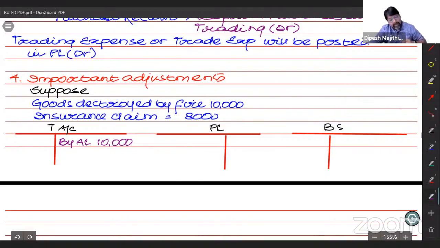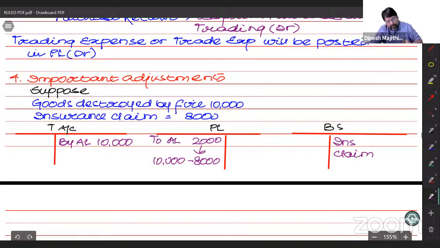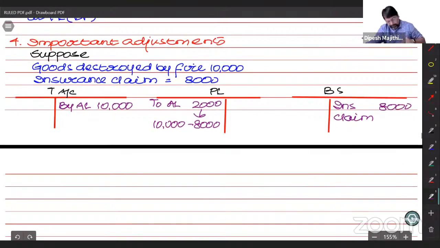Same thing. Insurance claim is how much? 8,000. The actual abnormal loss is how much? 2,000. How did you get 2,000? 10 minus 8. Correct. And in balance sheet you write insurance claim, 8,000. Now understand this thing. This is also very important.